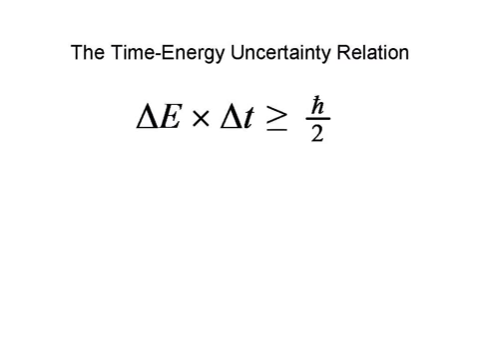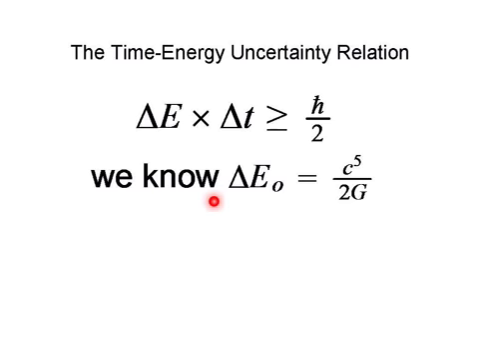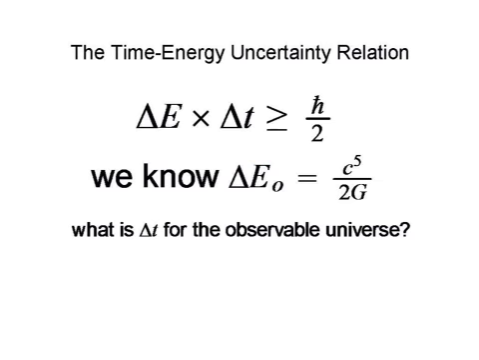This famous physics relationship says that delta E times delta T is greater than or equal to h bar over 2. This is the reduced Planck's constant. We know that delta E sub O, that's the change of energy for the observable universe, is equal to c to the 5th power over 2G. So let's ask a question. What is delta T for the observable universe?